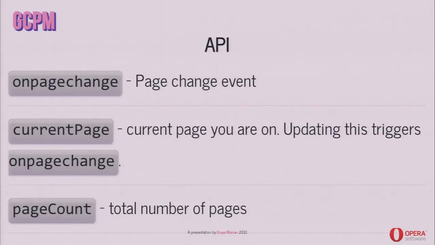So there's also an API associated with it. The first is a page change event, on page change, which will be fired every time a page is changed. And then current page is something that you can set, which will tell it to update a page. So you can say current page ++ to update a page to the next one or the previous page. And then page count is a read-only property that tells you the number of pages that exist in that particular element that is paged.